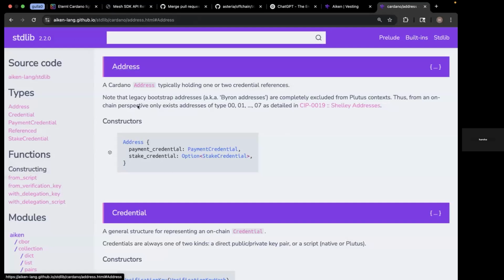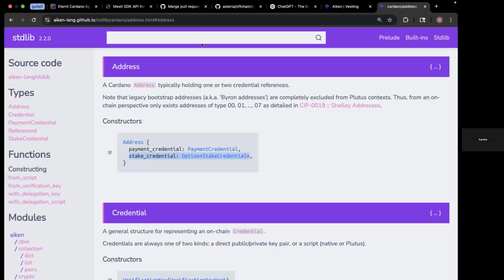I just opened an address, and this is how an address is defined. It is basically a data structure, just like we spoke about with types. It has a payment credential and a stake credential, and those are just other types. The stake credential is optional. That means even if this part of the data structure doesn't exist, the data is fine. When it says optional, the stake credential can be some or none. It can't be undefined or null. It has to be some or none.